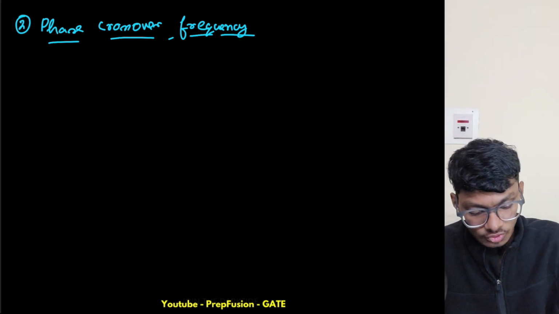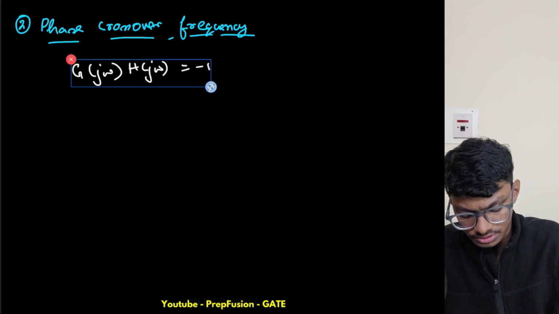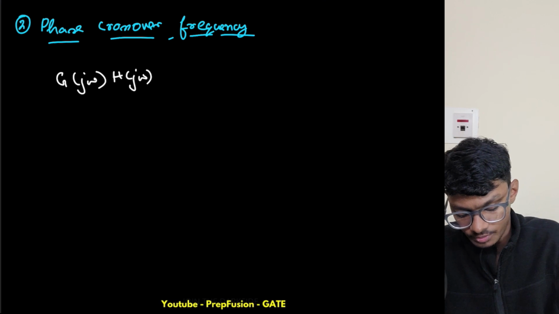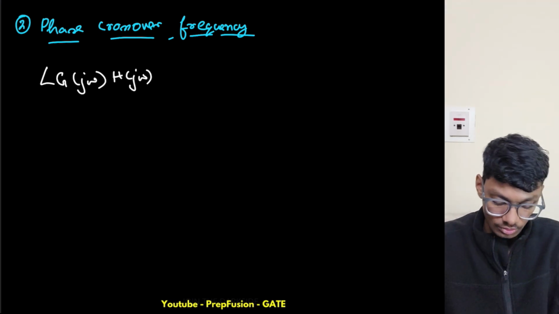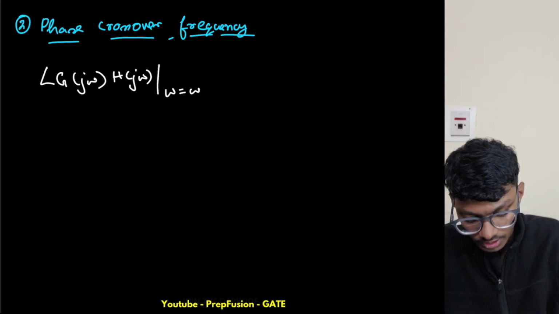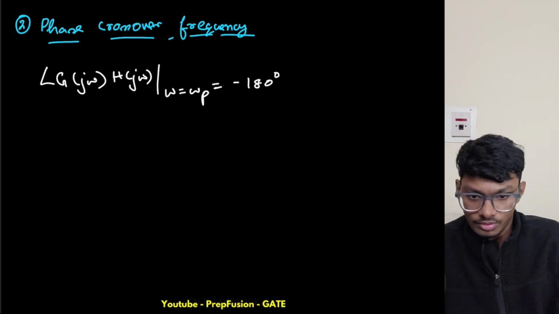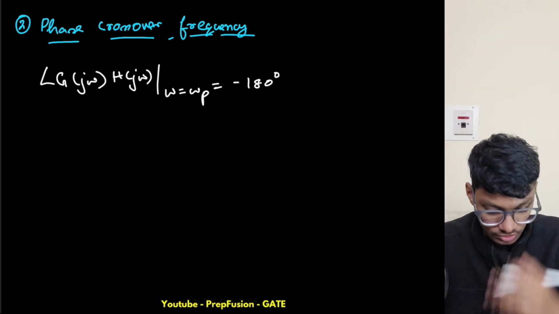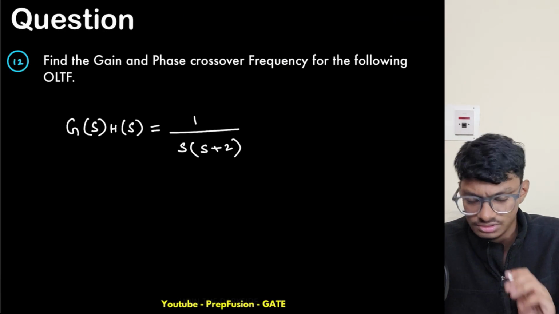So how to find the phase crossover frequency? Again, at phase crossover frequency, my angle of H of j omega p, at omega equal to omega p, should be equal to minus 180 degrees. Now what is my phase actually? Can I write it directly? Now I'm writing directly because I've solved these types of questions hundreds of times.